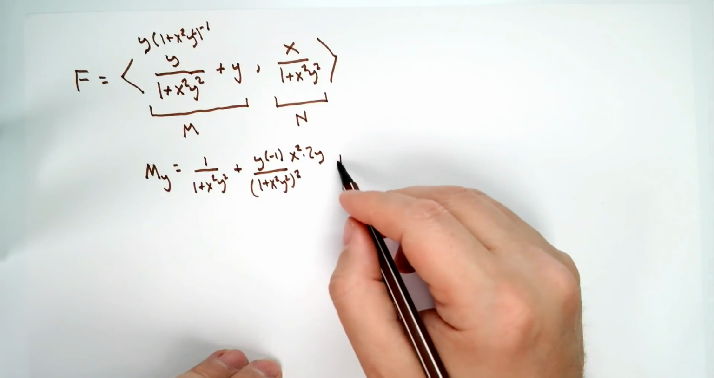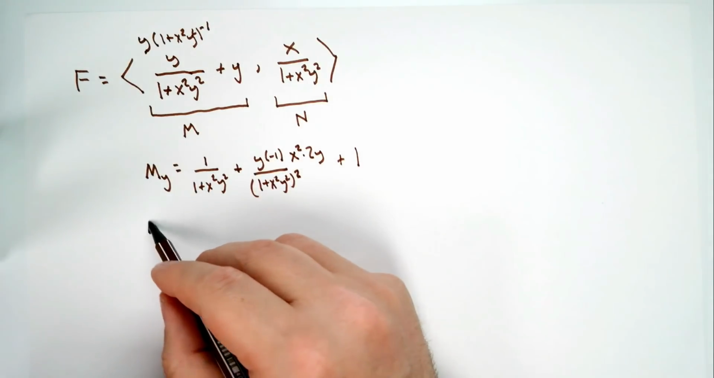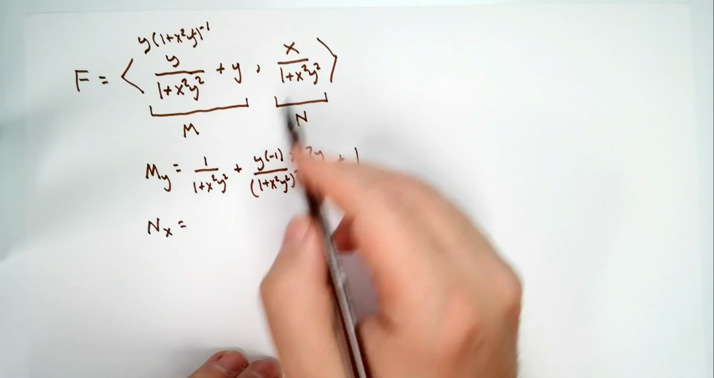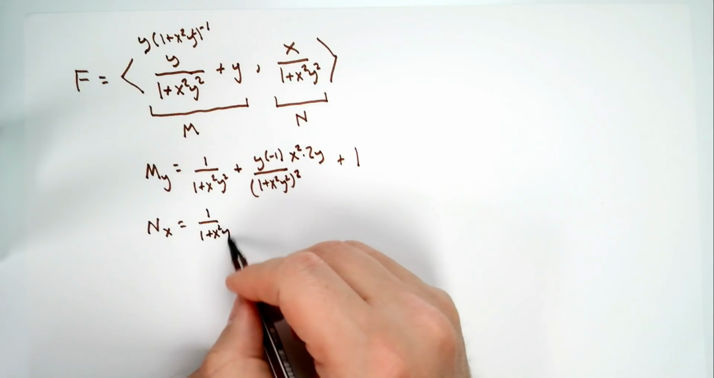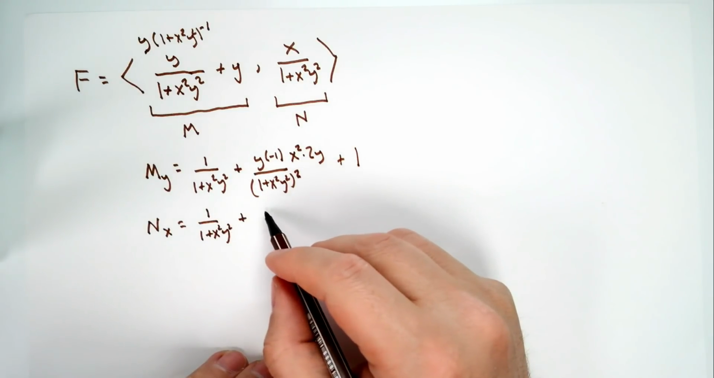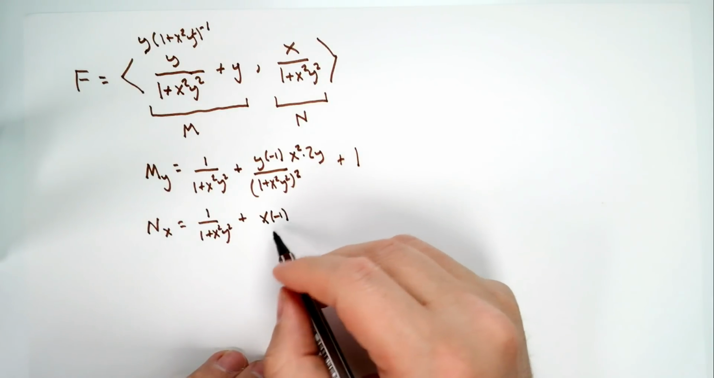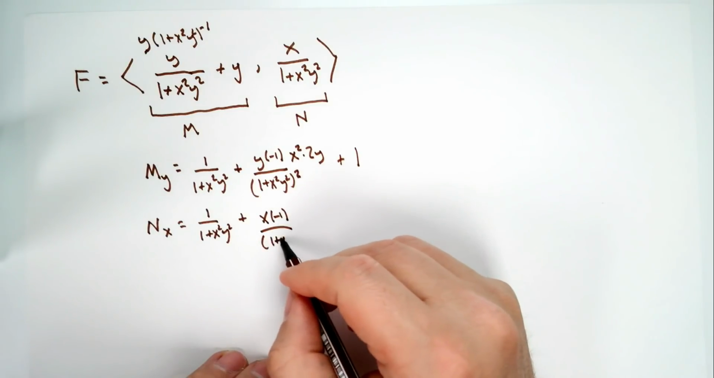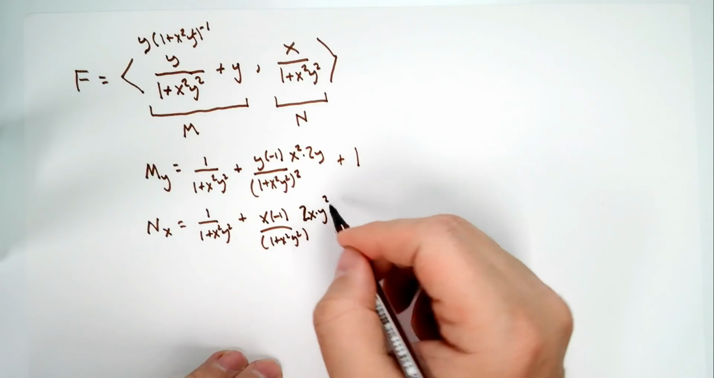Then plus 1, derivative of y. Now, if we do n sub x, we're going to see something very similar. 1 over 1 plus x squared y squared, and then the other term is going to be what? Well, it's going to be x minus 1 over 1 plus x squared y squared times 2x y squared.